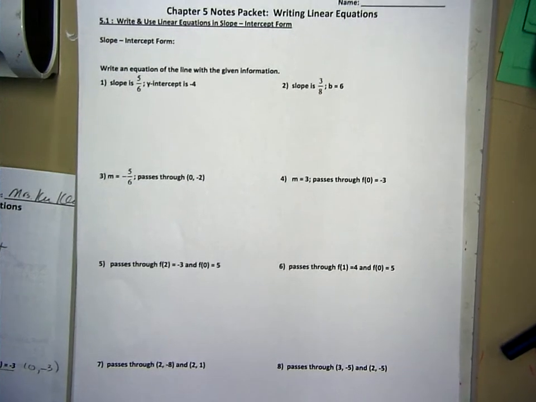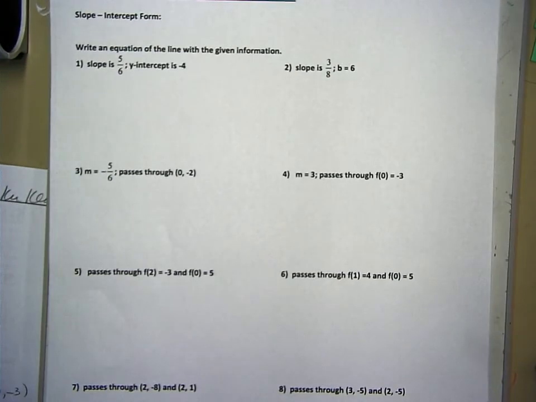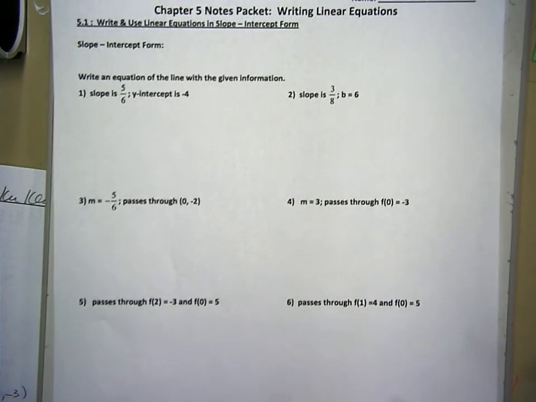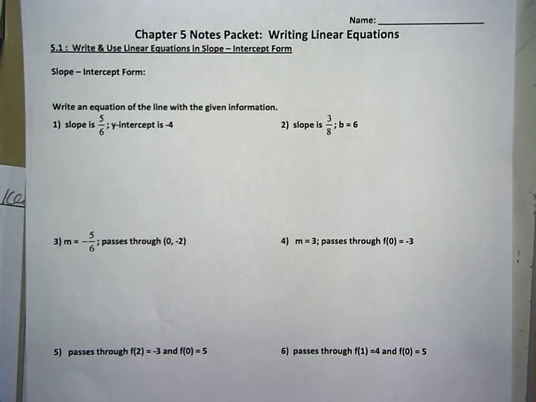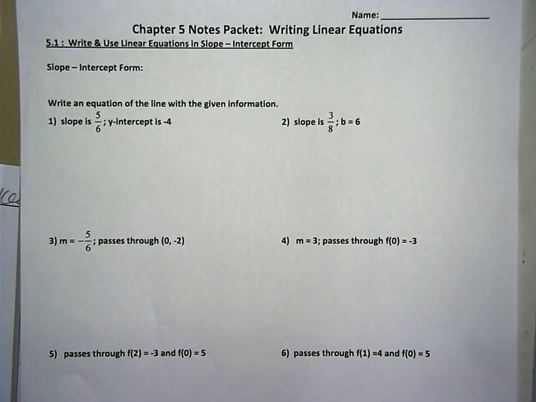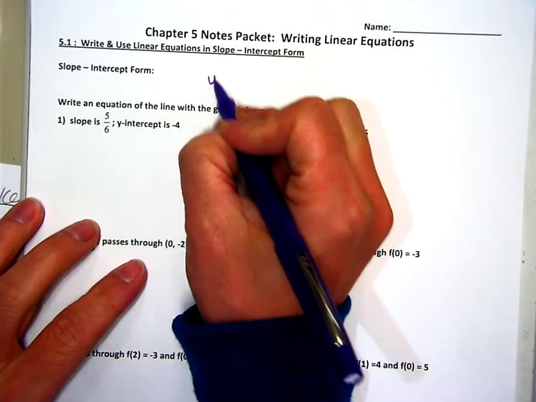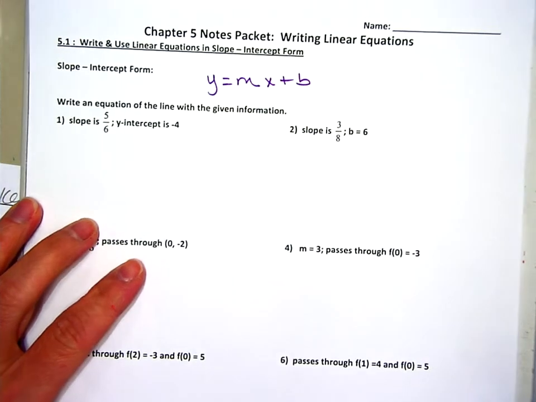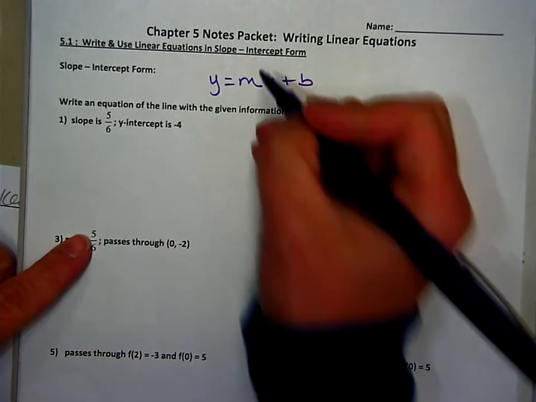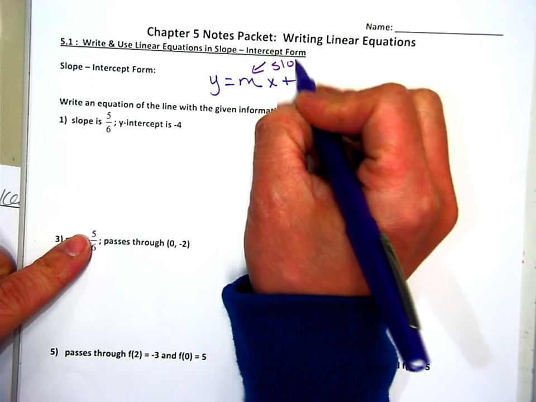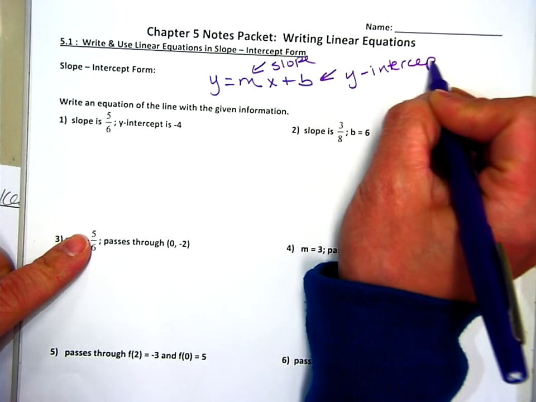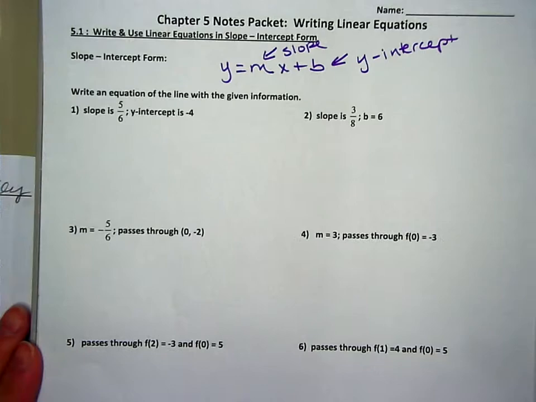Okay, so from chapter 4 we had learned how to graph equations of lines in slope-intercept form. Now we're going to learn how to write equations of lines in slope-intercept form. And if you remember, slope-intercept form is just an equation of a line where you have y by itself, in the form y equals mx plus b, and m is your slope and b is your y-intercept. So if I give you the slope and the y-intercept, you can just plug it into the equation.